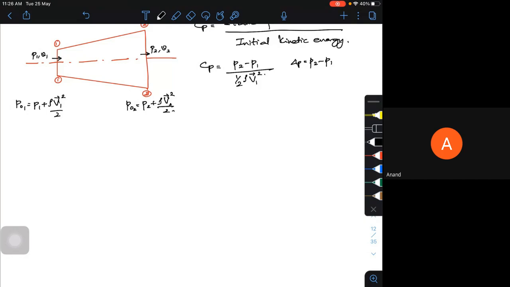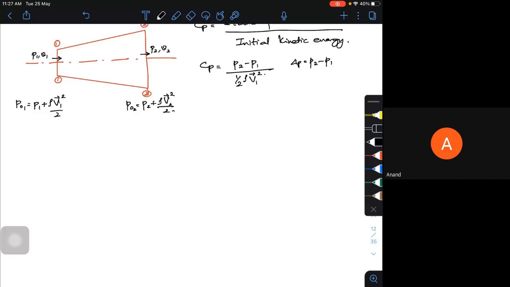So in terms of static values, that's why we try to quantify your pressure coefficient, or the pressure recovery coefficient, in terms of static pressures rather than your dynamic pressures. That's one of the reasons. So the ratio of your static pressure rise to your initial kinetic energy, we call that the pressure recovery coefficient, which is one of the major terms used in diffuser design.